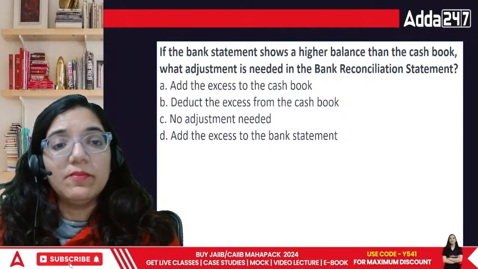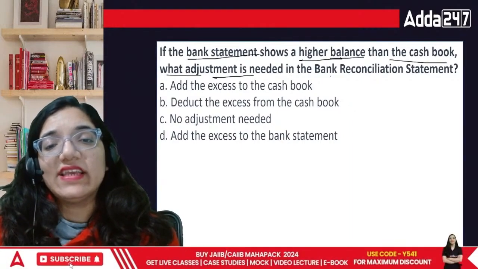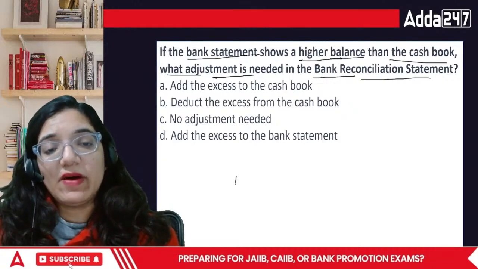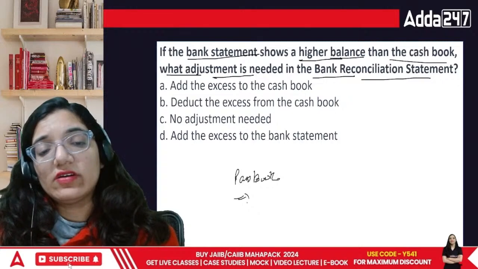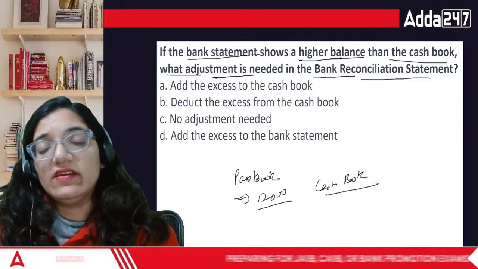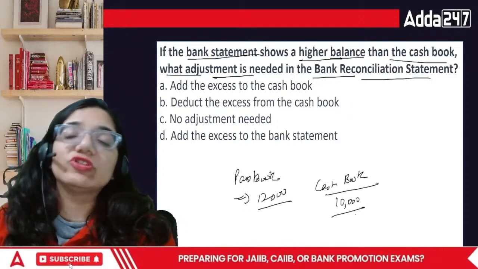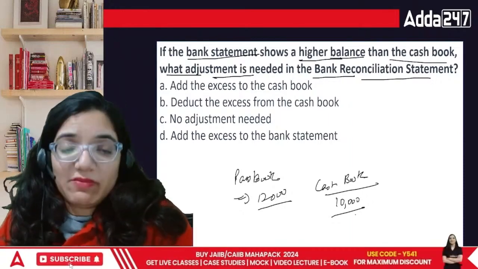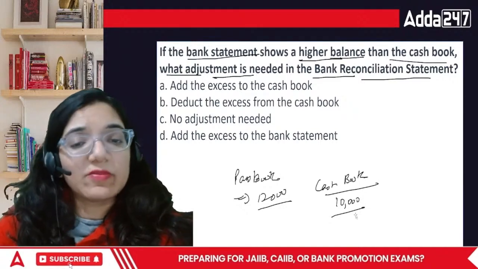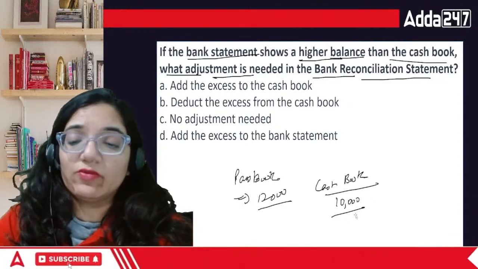Next question. If the bank statement shows a higher balance than the cash book, what adjustment is needed in the bank reconciliation statement? If the bank statement shows a higher balance, what is happening is the passbook is showing that it has 12,000 rupees, while the cash book is showing 10,000. Maybe I would have made some payment to someone and I thought that particular person had withdrawn the money. But in actual, that person hasn't withdrawn the money.